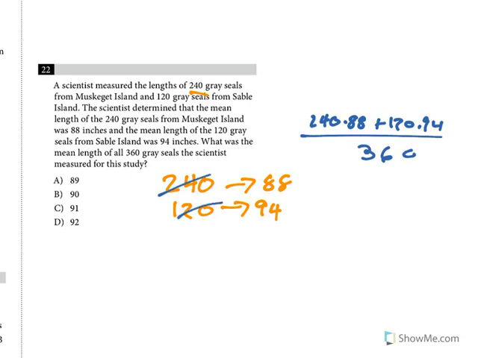But I'm going to think about the fact that this is really a 1-to-2 ratio. So it's just like if I had one group of 94, right, and two groups of 88.